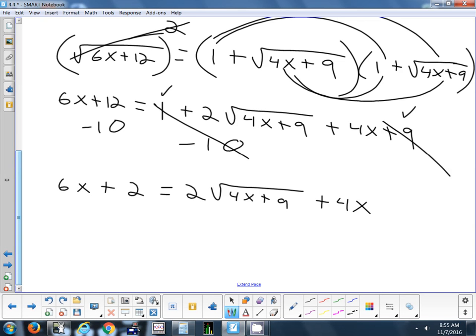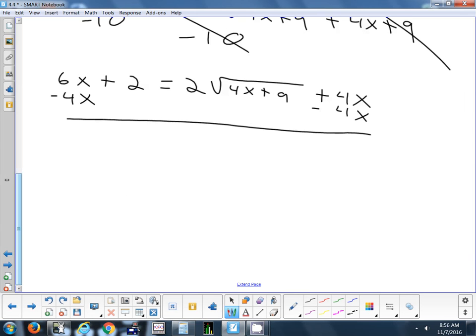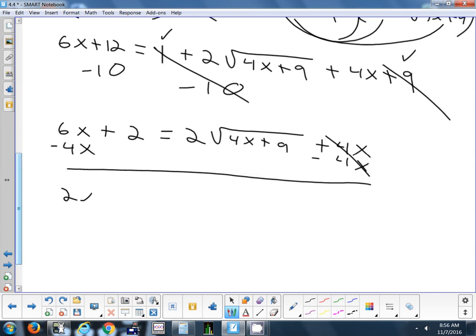Yeah, bring the 4x over. So that's going to give me, that's gone. What's 6x minus 4x? So 2x plus 2 equals 2 square root 4x plus 9. Now I almost have the root by itself. There's one more thing I got to get rid of, and that's the 2 that's in front.